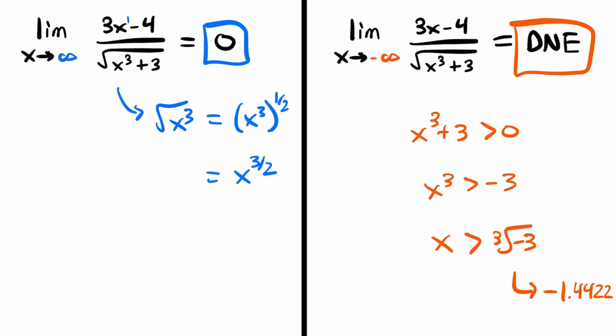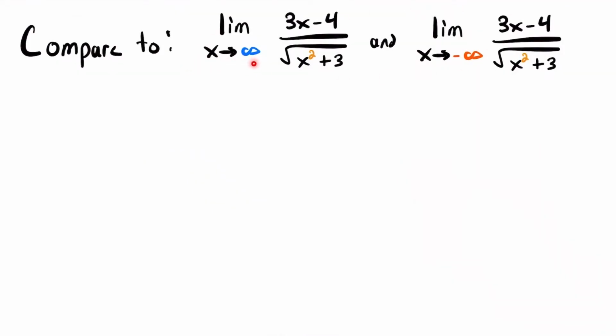Now, I want you to compare the limit of this function to a very similar function. Here we have the limit as x approaches positive infinity and x approaches negative infinity of the same function, except we have x squared in the square root in the denominator rather than x cubed. And this makes all the difference.